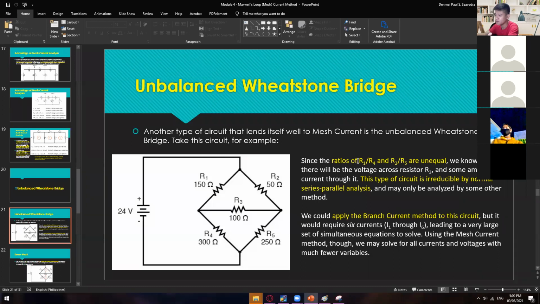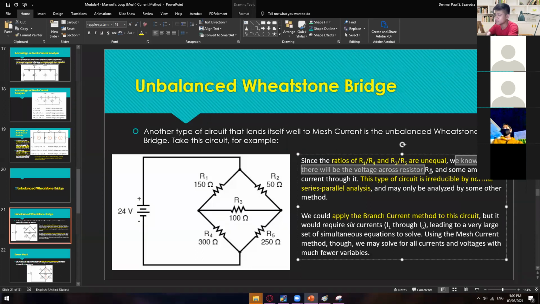So since the ratios of R1, which is in parallel with R4, and R2, which is in parallel with R5, are unequal, we know that there will be a voltage across resistor R3 and some amount of current through it. So this type of circuit is not reducible by normal series-parallel analysis. You cannot just simply combine R1 to R4 and then R2 to R5 and then have a series connection. Okay, so you cannot just do that one. So this one can only be analyzed by some other method.